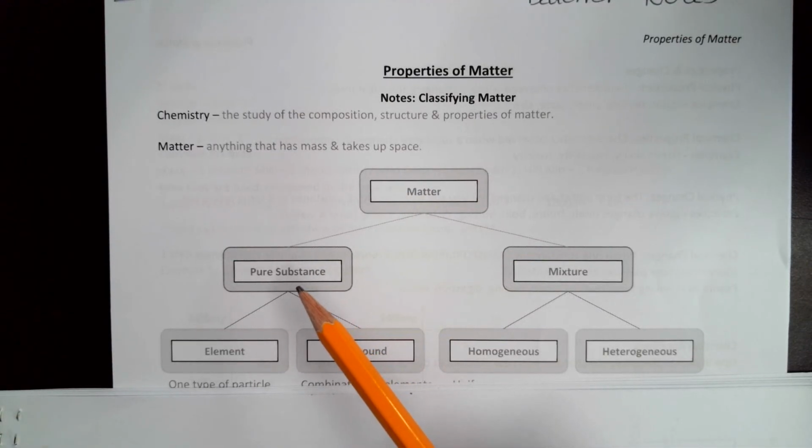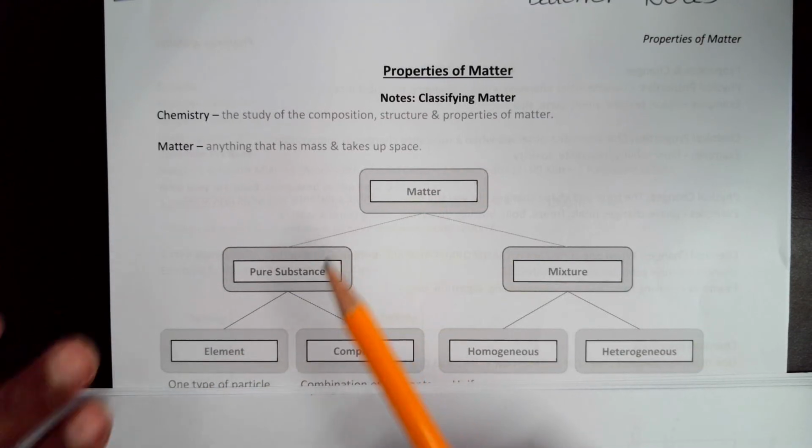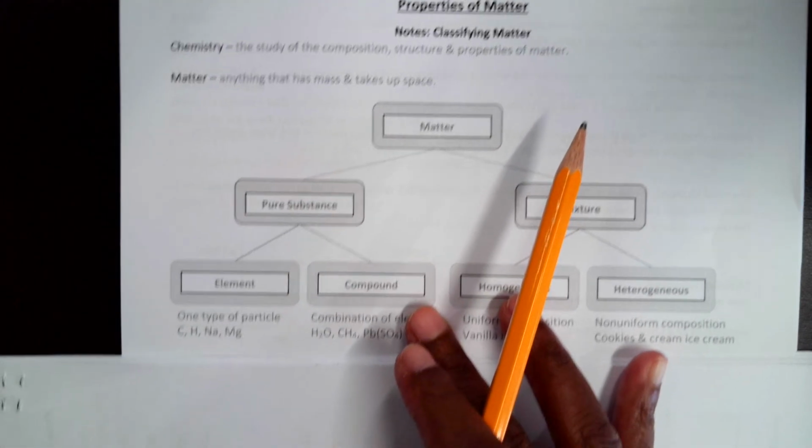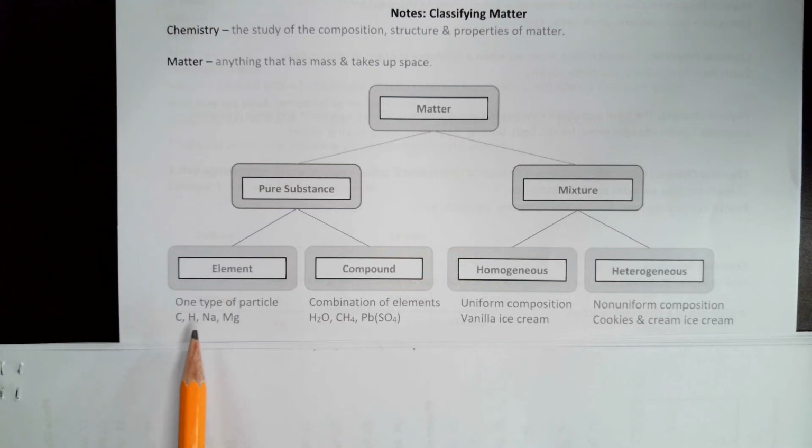Pure substance has two categories within itself: an element, which is on the periodic table that's on the wall. Elements are the elements on the periodic table. I handed out a periodic table to every student in the class. Those are considered elements. It contains one type of particle. So if I look on the periodic table of elements, I can find carbon, hydrogen, sodium, and magnesium.